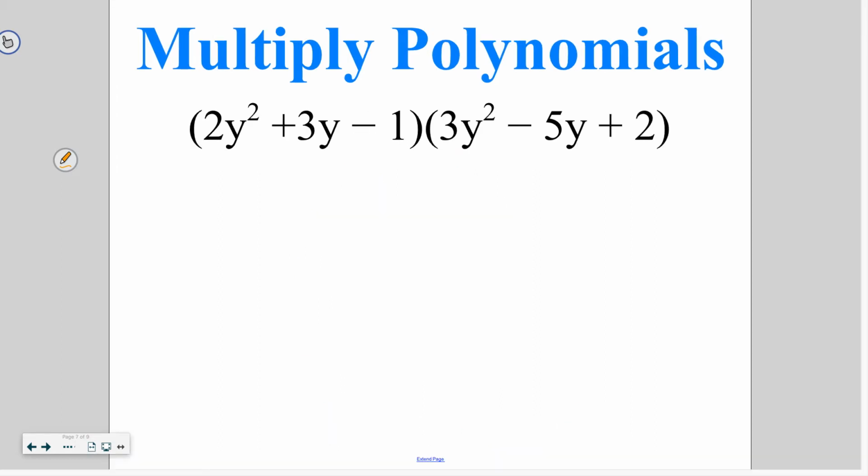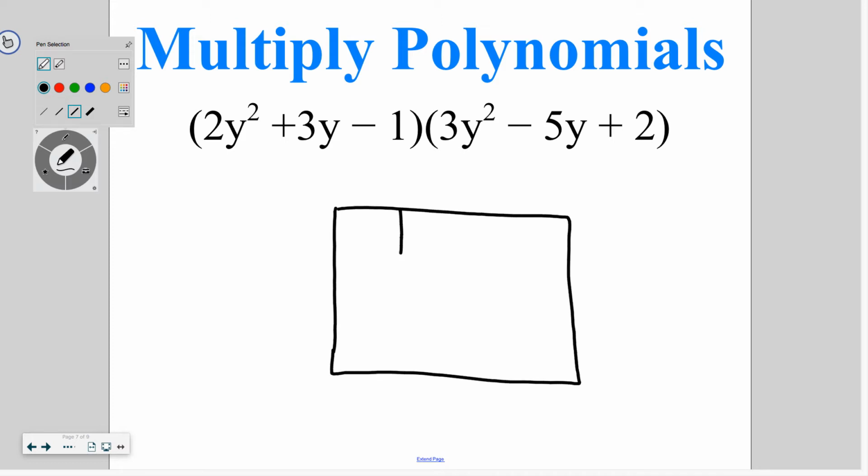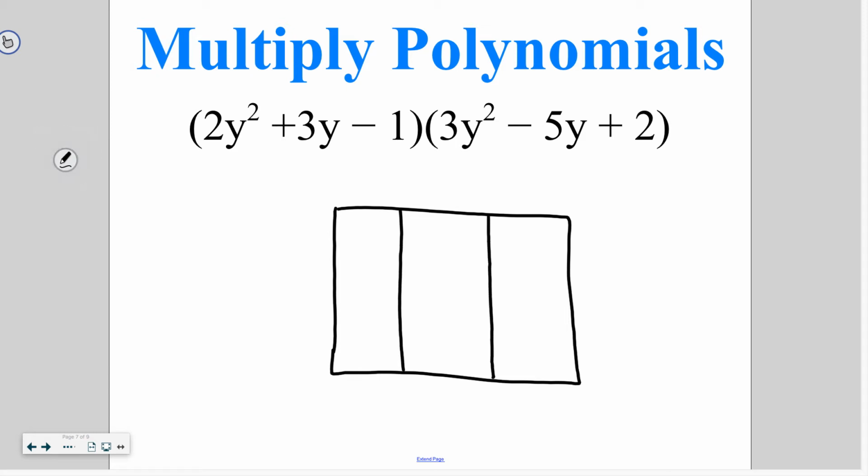The last type of problem you're going to see on this, again, same process. We are just adding one more section to our box. So we still have our box. This time, it's going to be 3 columns going across, 1, 2, 3, and 3 rows. So one space for each of the terms.